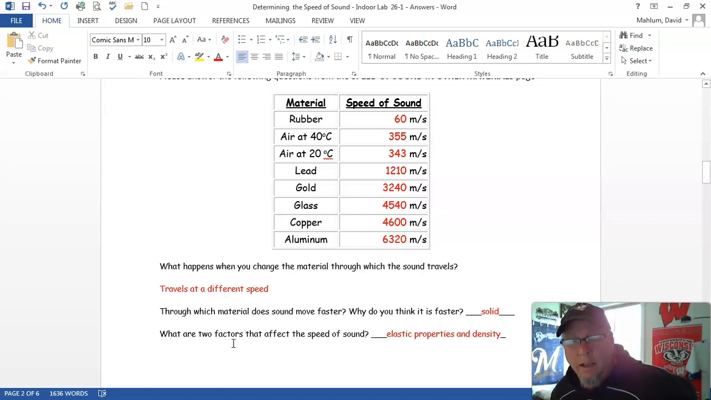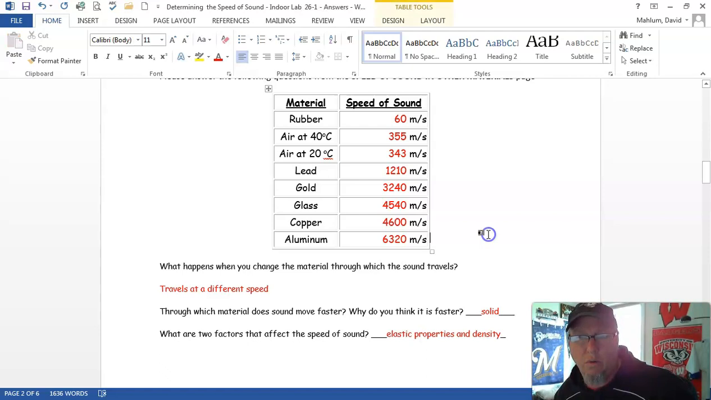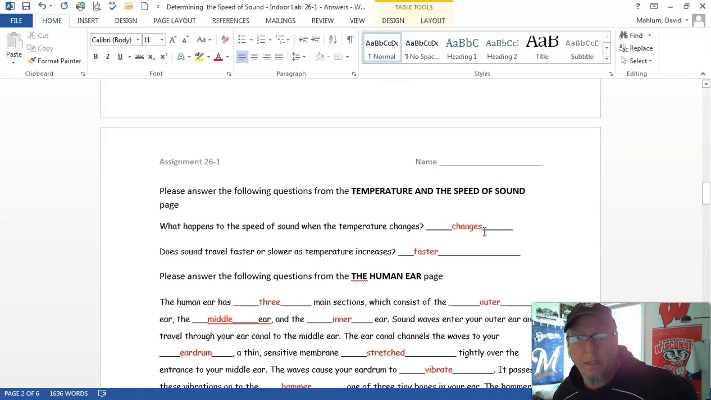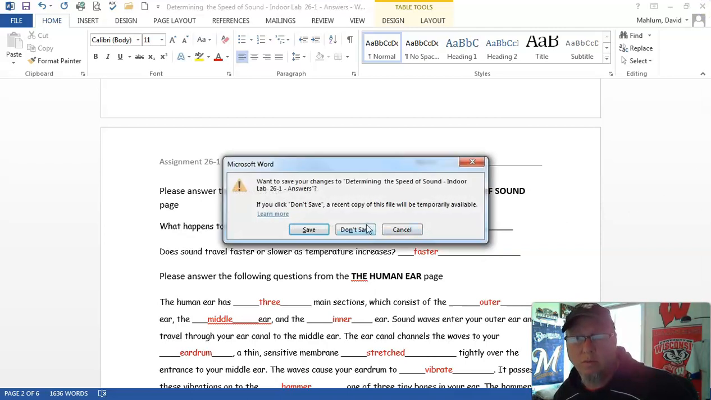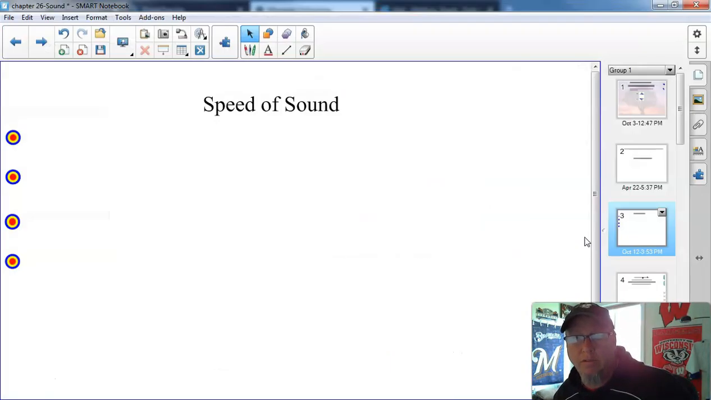So what two factors affect the speed of sound? The density of the material and the elastic property of the material. How easily can the atoms or molecules move and bounce back to where they came from? Are they elastic or not? So if I move down just a little bit further, the higher the temperature, the faster the sound moves, and the lower the temperature, the slower the sound moves. That's all the further I'm going to use that document today.